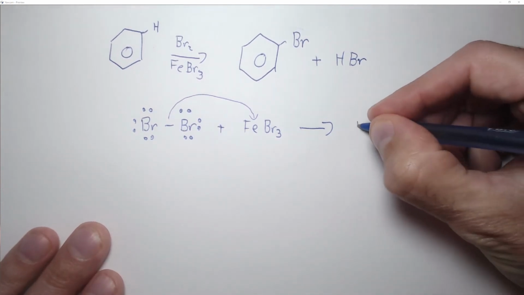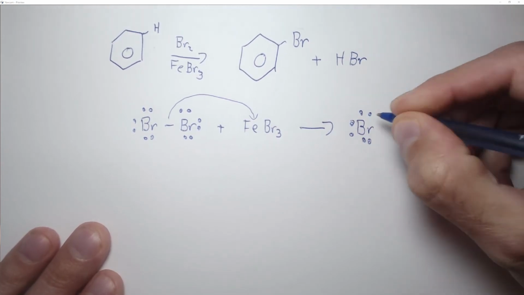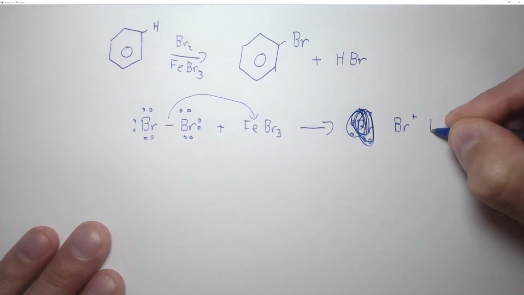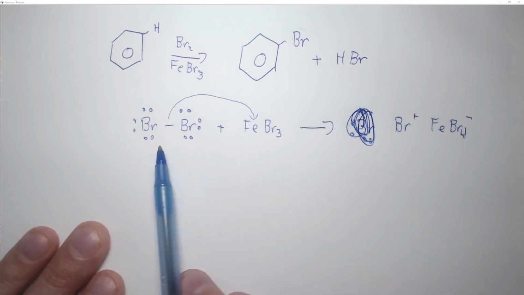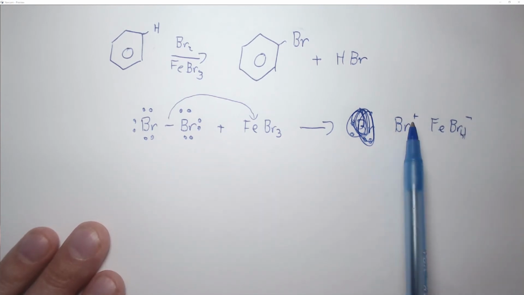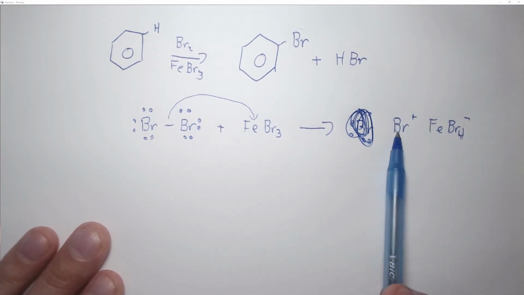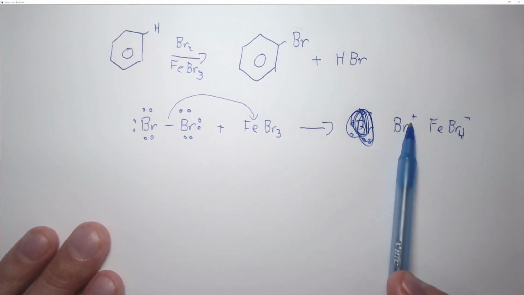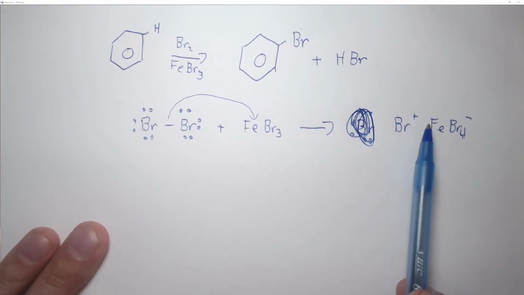And what we end up with is Br. I'll just write it this way, we don't need all the lone pairs. We end up with Br plus and FeBr4 with a minus charge. This is not organic chemistry, not super important. But what it shows us is that we have Br plus. Remember, electrophiles are things that want electron density and are often positive. Now, they don't have to be positive, but they often are positive. So now we have an electrophile.